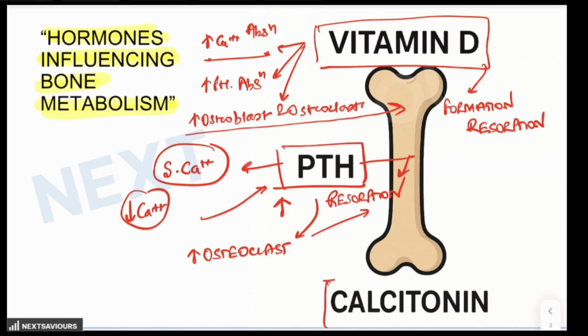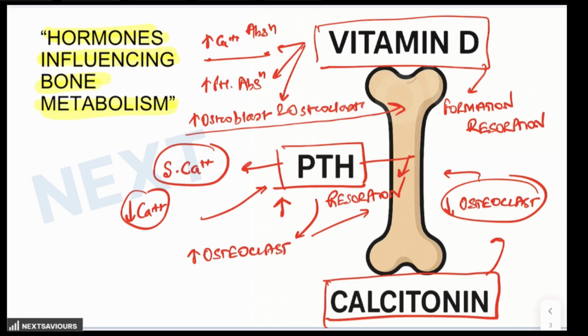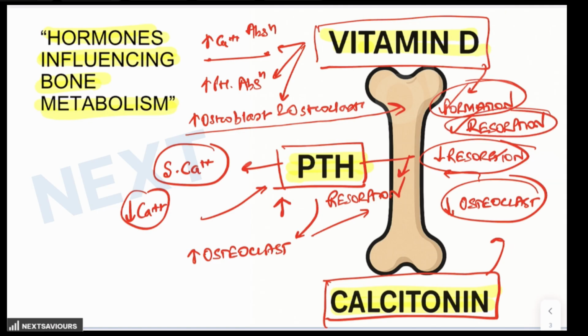Finally, the bone also functions under the influence of calcitonin, and this calcitonin is responsible for inhibiting the osteoclast, thereby decreasing the resorption of the bone. That means calcitonin decreases the breakdown of the bone. So these are the three major hormones the bone works under. The first one is vitamin D, which has both bone formation and resorptive actions. The second one is the parathormone, which brings out the resorption of the bone. And the third one is calcitonin, which decreases the resorption of the bone.